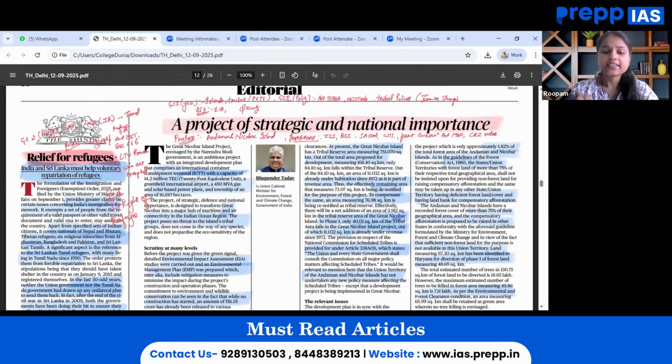The next important article that is relevant to read in today's paper is about a project of strategic and national importance. Now, this is relevant in the context of environment altogether under the theme EIA and compensatory afforestation, biodiversity conservation, endemism. Also relevant for GS paper 1 geography, wherein the islands of Andaman and Nicobar can be seen and located. We can even link this with the tribals that are inhabiting there, in particular PVTGs such as Shompen and Nicobaris.